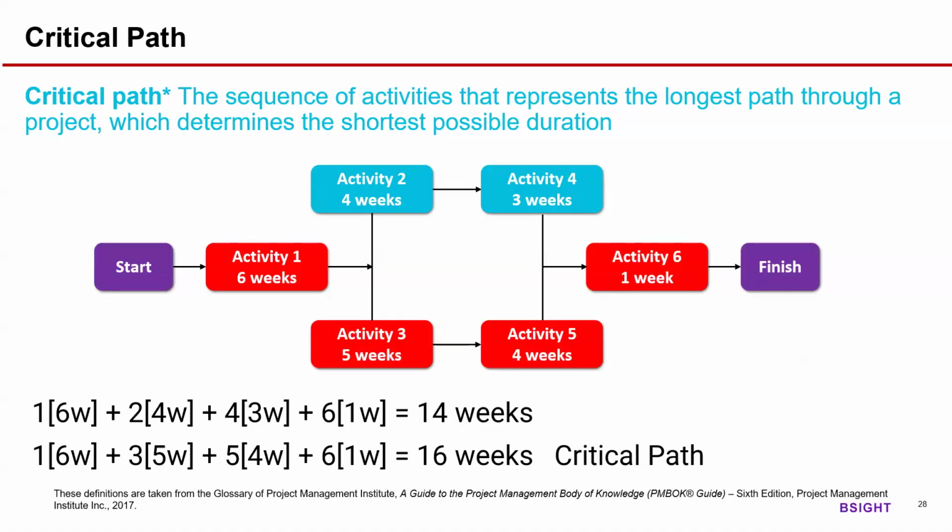So minimum it will take 16 weeks to finish this particular project. You cannot finish this project in less than 16 weeks. That's the meaning of shortest possible duration. Path 1 is 14 weeks, path 2 is 16 weeks. So the longest path is the critical path. The 16 weeks path is 1, 3, 5, 6. If you follow 1, 2, 4, 6, it will be only 14 weeks. So the longest path and shortest possible duration usually will be the same. That's the idea behind the critical path method.